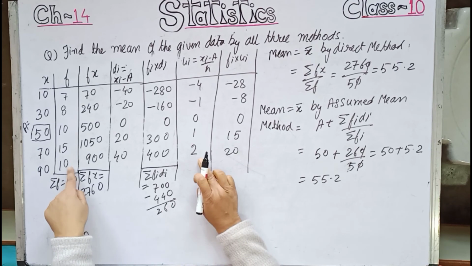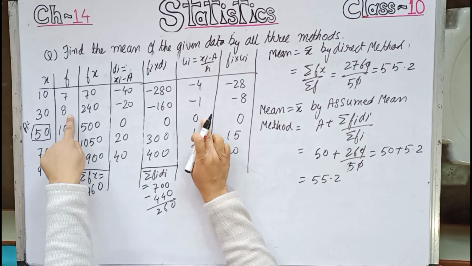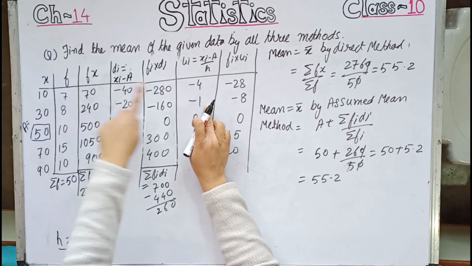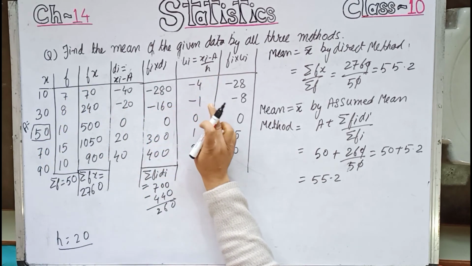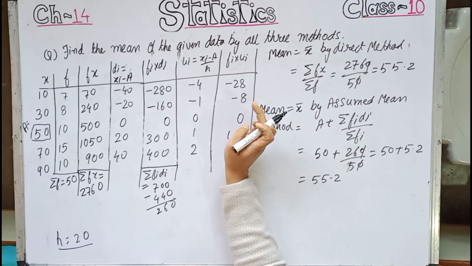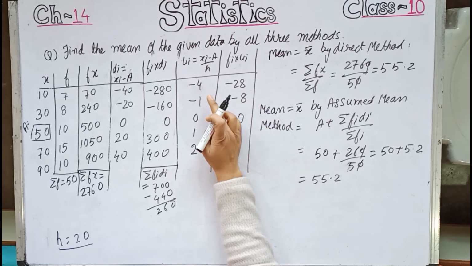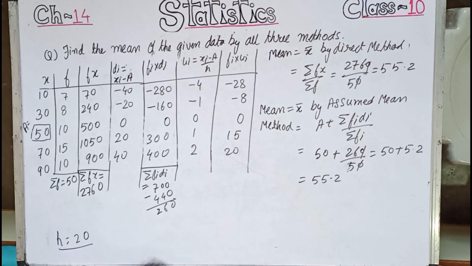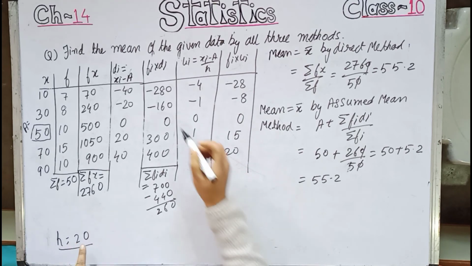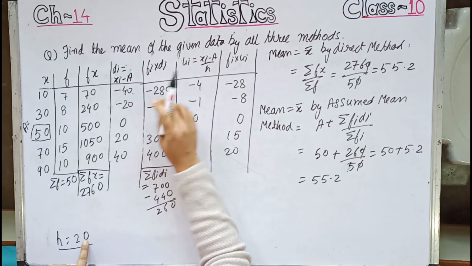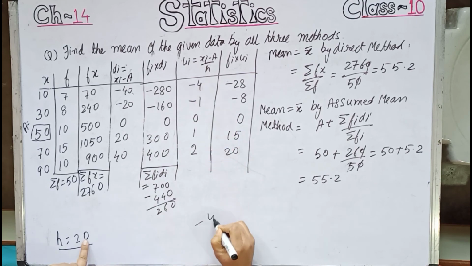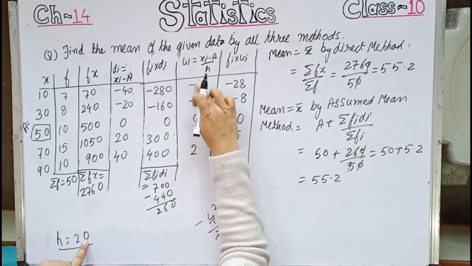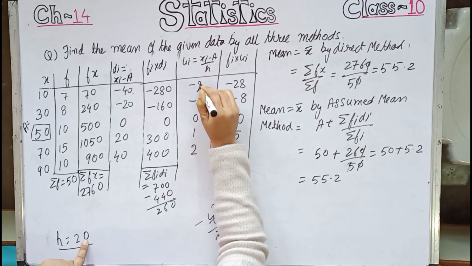10 twos are 20, 15 ones are 15, 10 zeros are 0, then 8 into minus 1 and 7 into minus 4 is minus 28. Then I think I have made a mistake somewhere. Sorry, minus 40 by 20 will be minus 2. Here the mistake was. Yes.